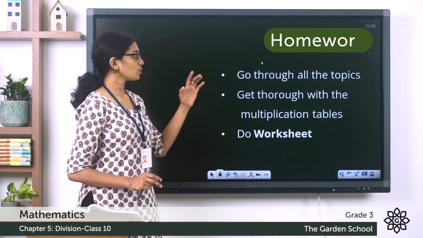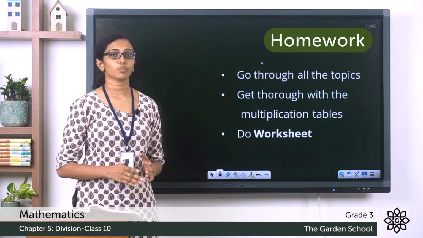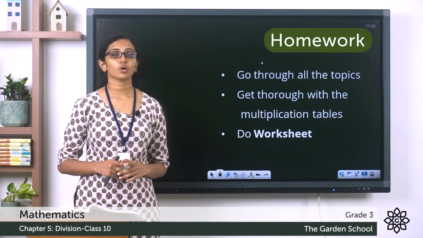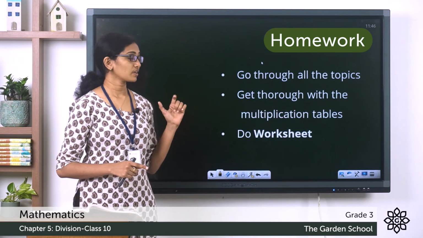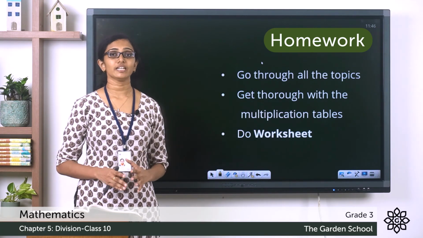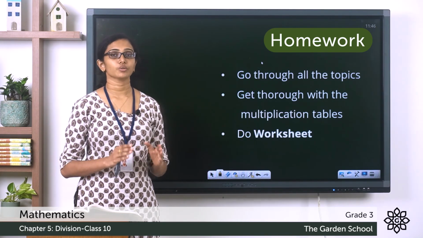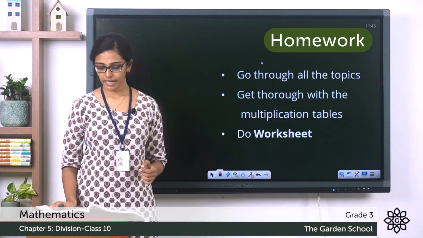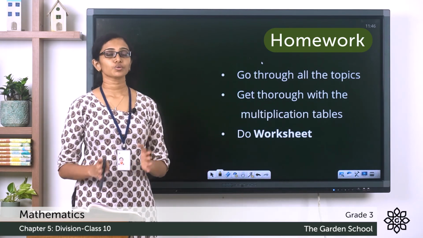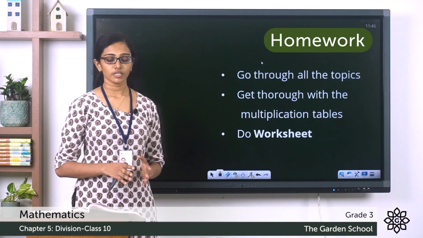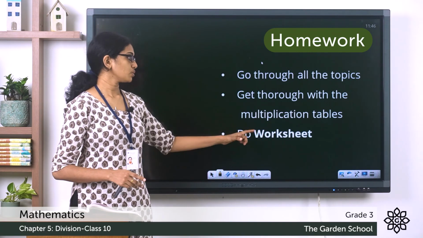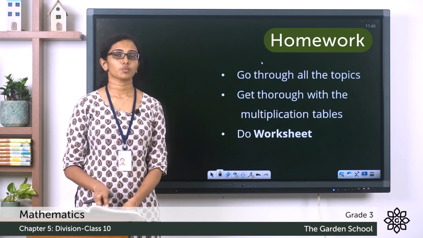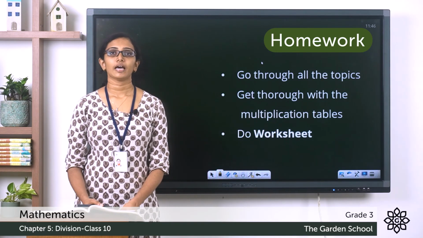Now, you have to go through all the topics that you learned in this chapter once again and go through all the exercises as well. Then make sure you are thorough with all the multiplication tables. You have to revise the multiplication tables of 1 to 10 every single day. Make it a point to revise them every single day. Now, you have a worksheet given in page number 82 of your textbook. Once you go through the topics that you learned in this chapter and also the revision station, you have to do the worksheet in page number 82 from your textbook. So once you're done with that, you can take a picture and send us through Teams.